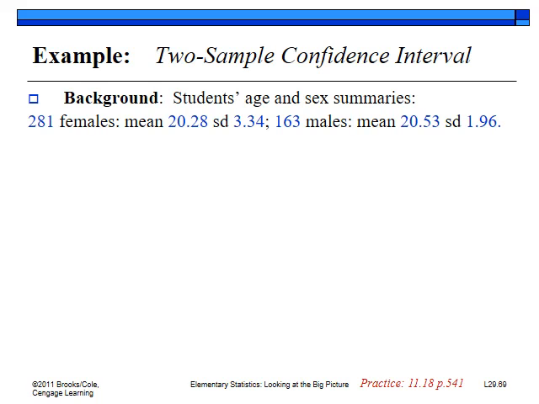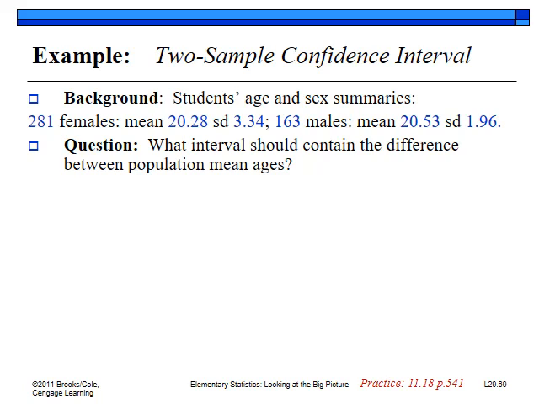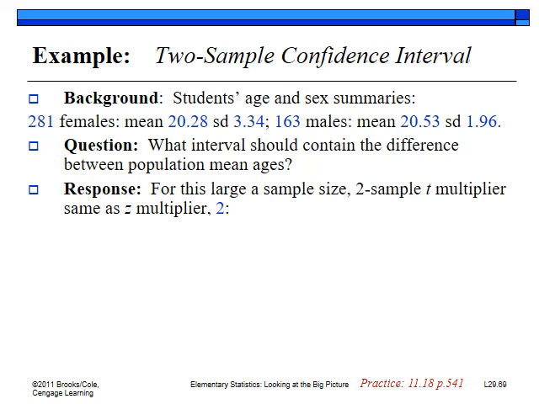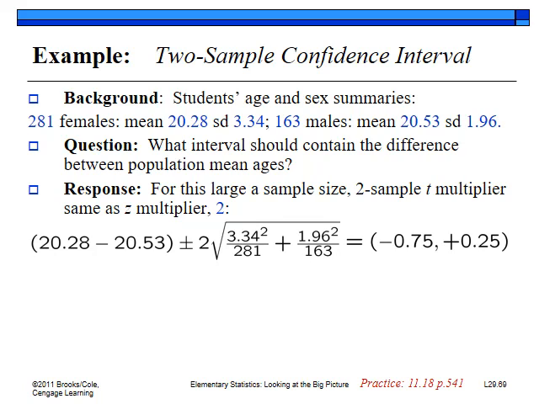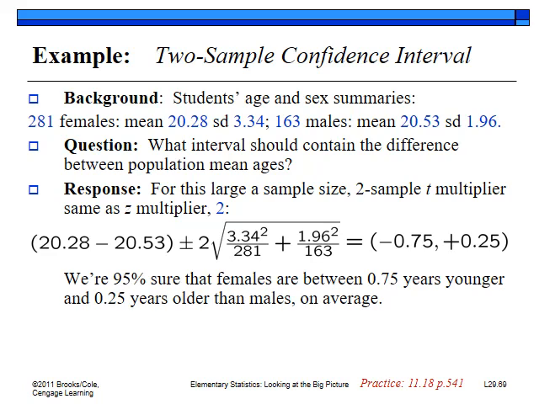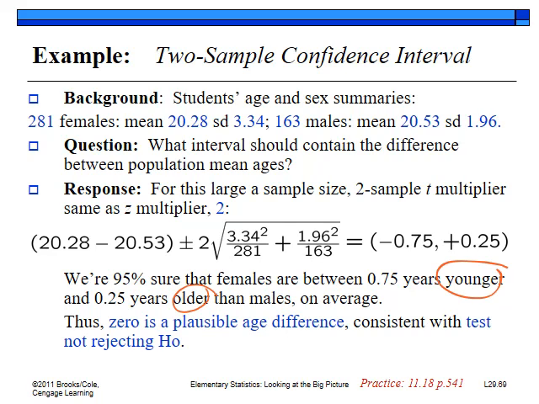So for our age and sex example that we've been looking at, what's the confidence interval? Because the samples are big, we can use 2 as our multiplier. That gives us a confidence interval of about -3/4 to +1/4. So we're 95% confident that females are between 3/4 of a year younger and 1/4 of a year older than males on average. Notice how we're using younger and older to interpret that difference. So 0 is in our confidence interval, and that's consistent with our hypothesis test.